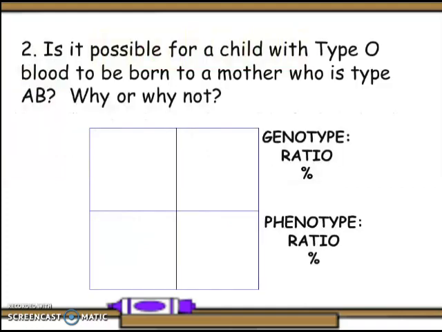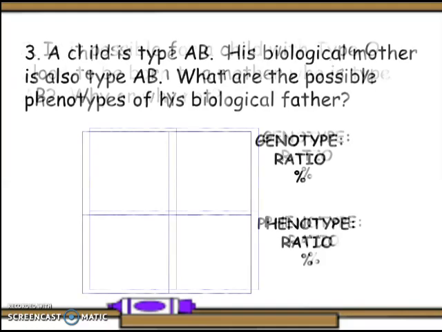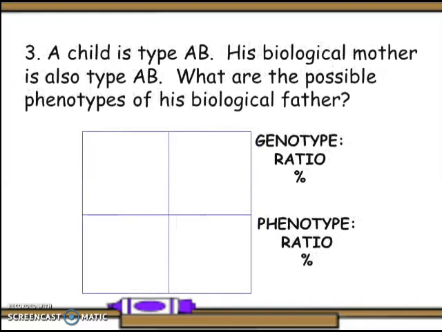Number 2, is it possible for a child with type O blood to be born to a mother who is type AB? Why or why not? And number 3, a child is type AB. His biological mother is also type AB. What are the possible phenotypes of his biological father? You may pause the video to answer this.